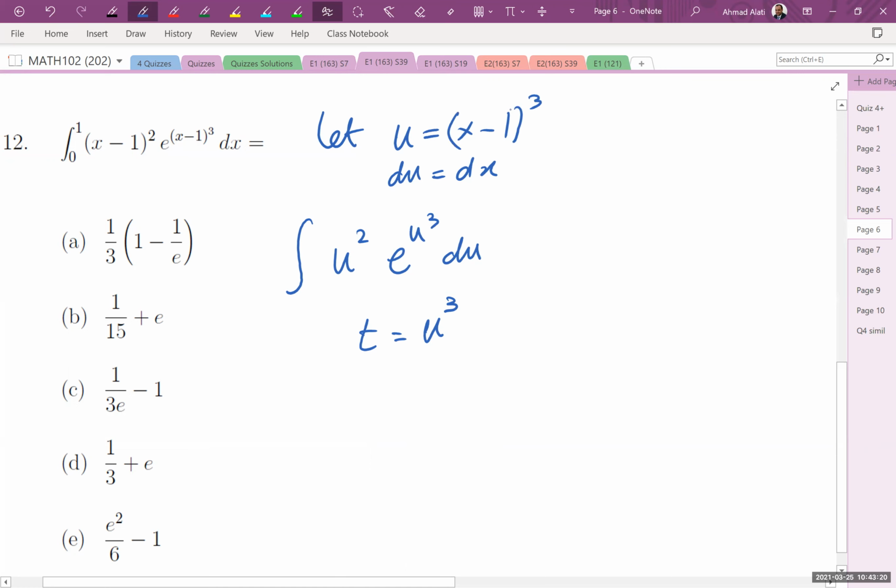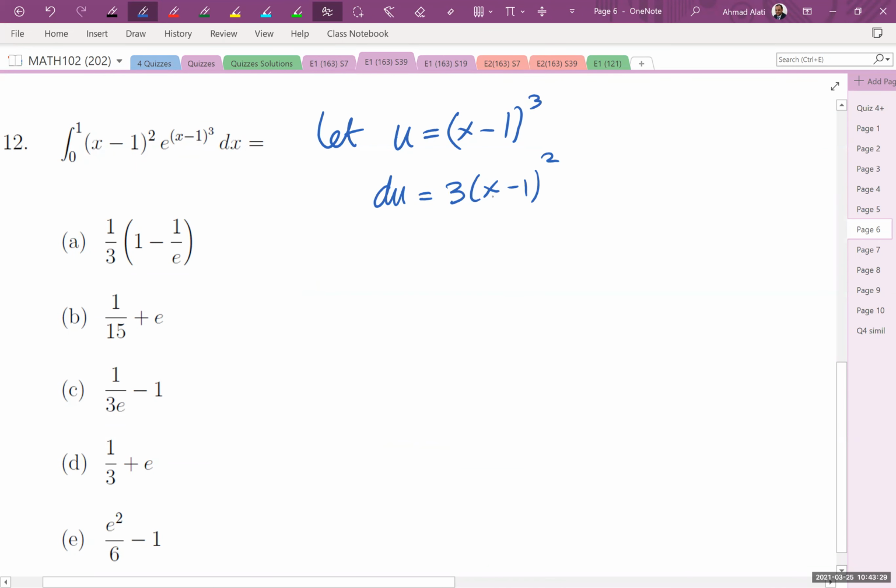Ah, you do it in 2 steps? It is okay, by the way, if you did it in 2 steps. So here du will be 3 times x minus 1 all squared, multiplied by the derivative of x minus 1, which is 1. So now this integral will be, thank you, Munir, e to the power u, where this is u, and what is this? X squared, x minus 1 all squared dx is du over 3.